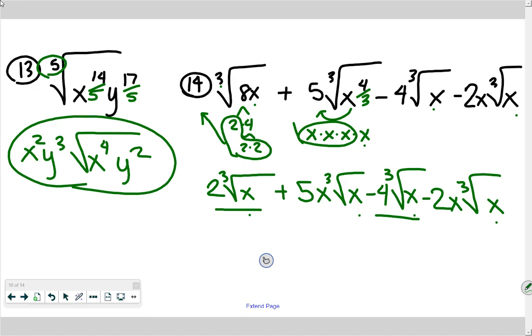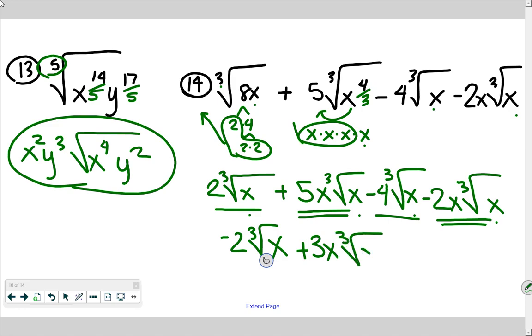So 2 minus 4 is going to give you a negative 2 cubed root of x. Okay, and then these guys are like terms, just what's in front of them. So the 5x minus 2x is going to give you a positive 3x. And you don't do anything with the radical part. It's just that helps you to find your like terms. Okay, so that's your answer for that.